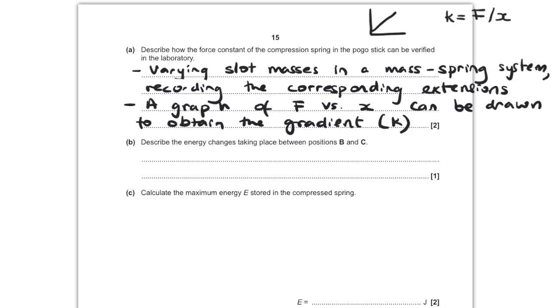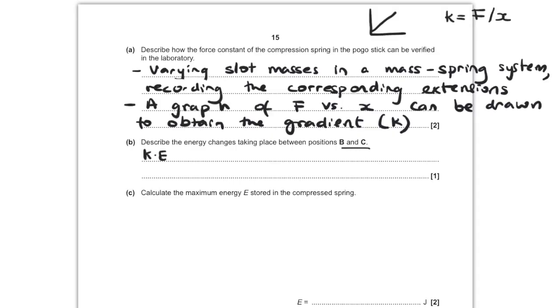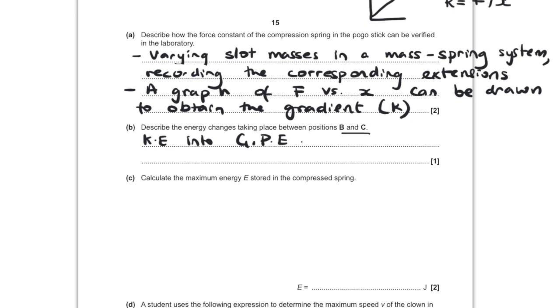Righty, so for the next part, we are to describe the energy changes taking place between positions B and C. So clearly, the energy stored in position B, not just kinetic energy, technically it's also elastic potential energy, which gets converted into kinetic energy, and then gravitational potential energy as well. Because it's just talking about B to C, I would just stick to kinetic energy into gravitational potential energy store.